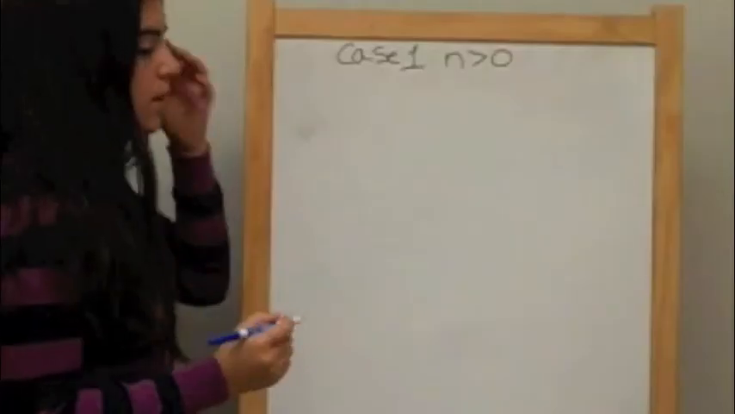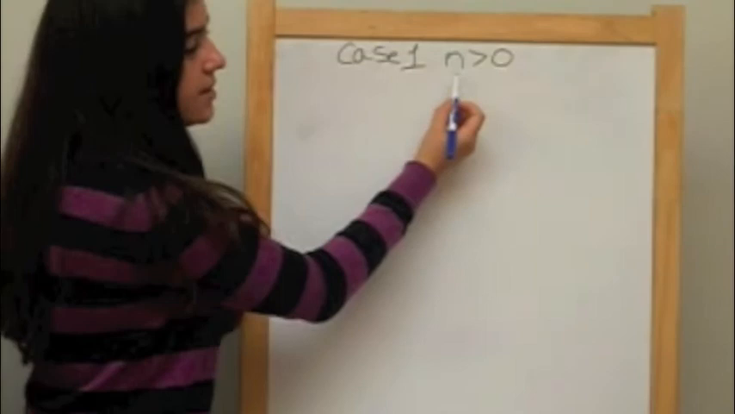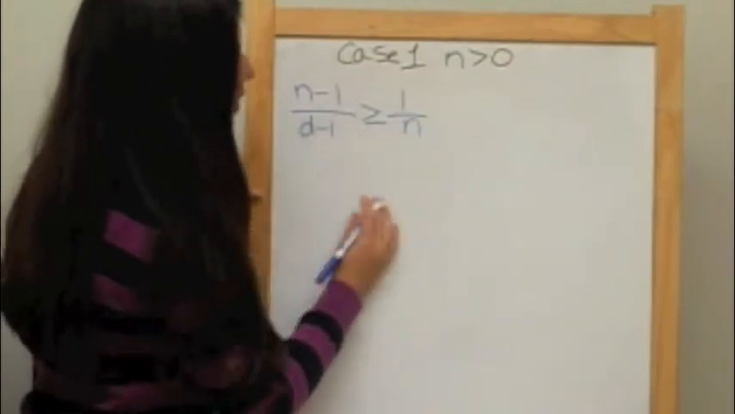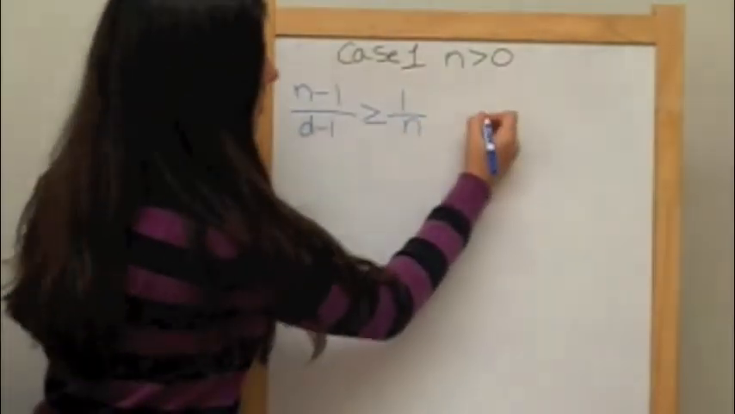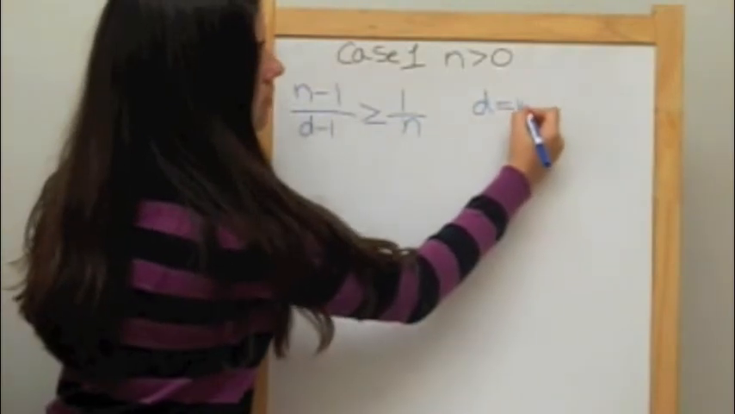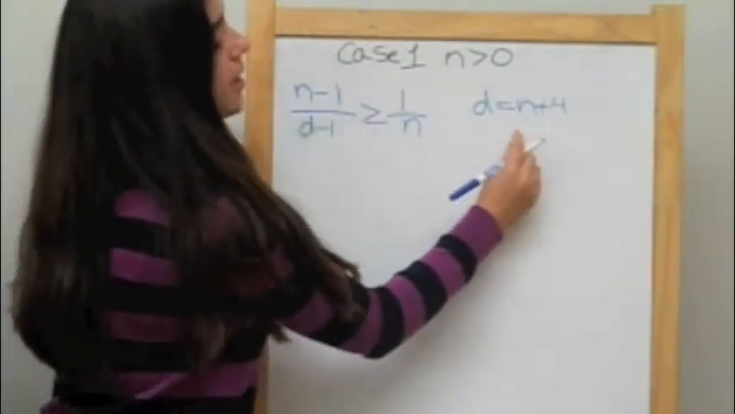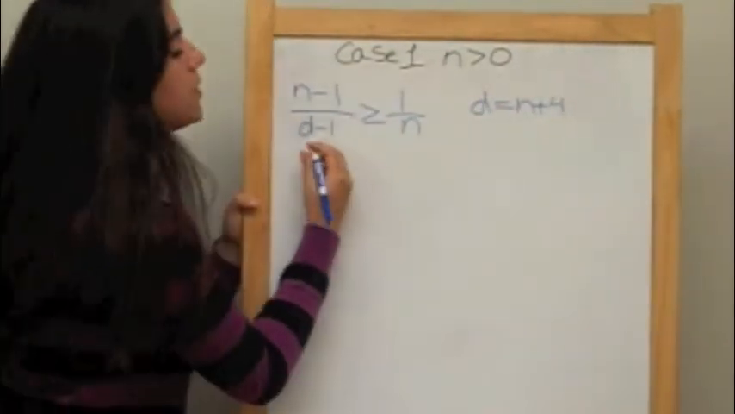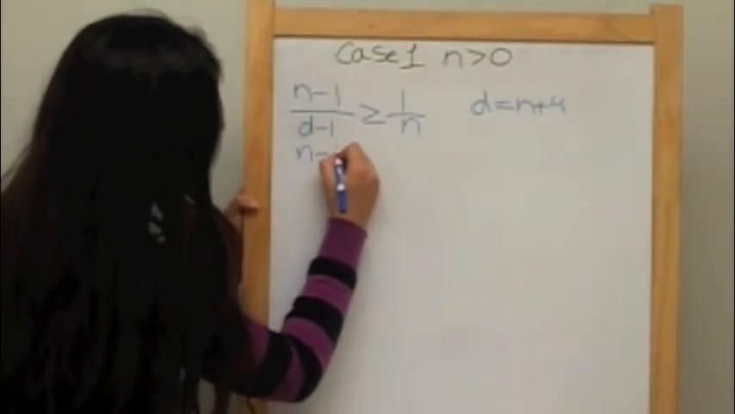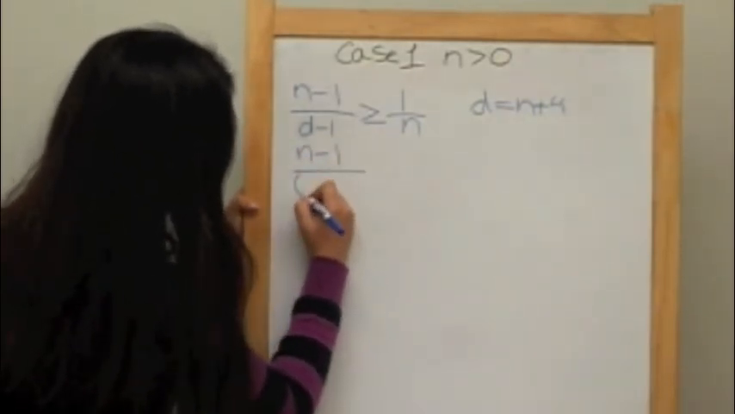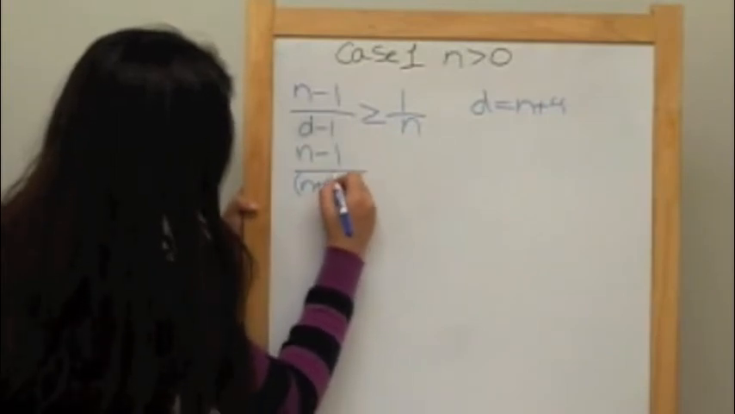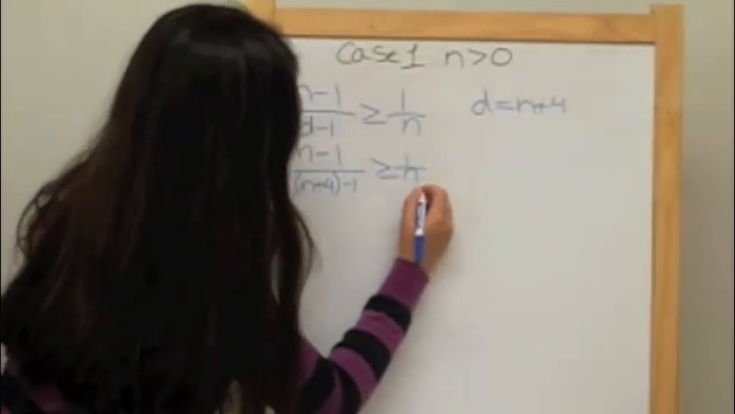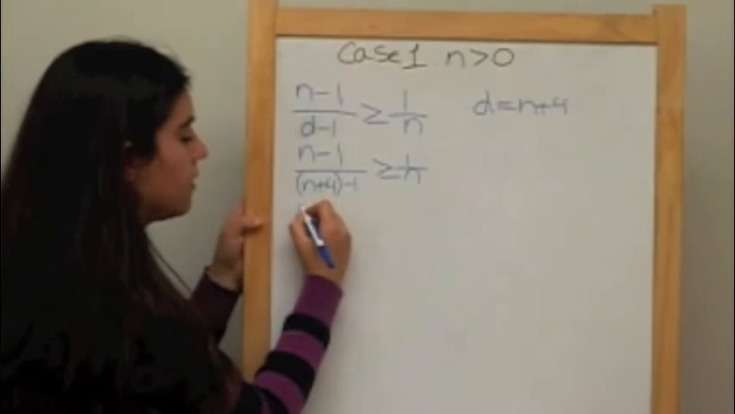So now we are going to be using the case n is greater than 0 to solve the inequality. We can use substitution with the equation d equals n plus 4, plugging n plus 4 in for d over here, since they are equal. So to do that, n minus 1 over n plus 4 minus 1 is greater than or equal to 1 over n. We can simplify this to get.